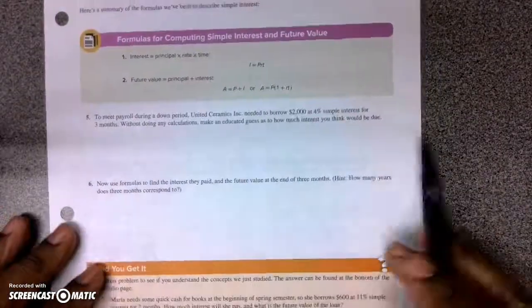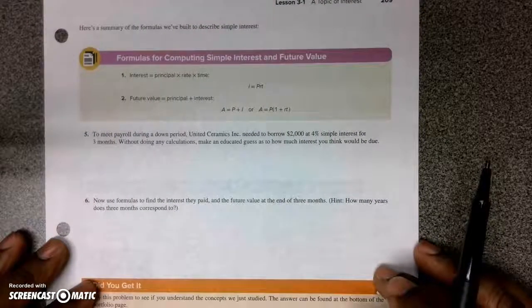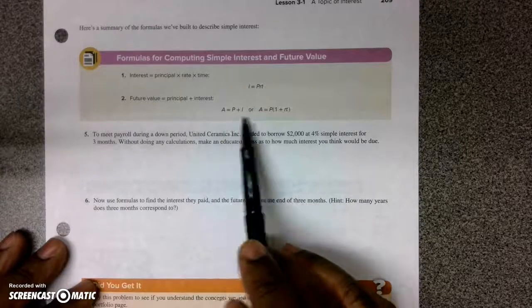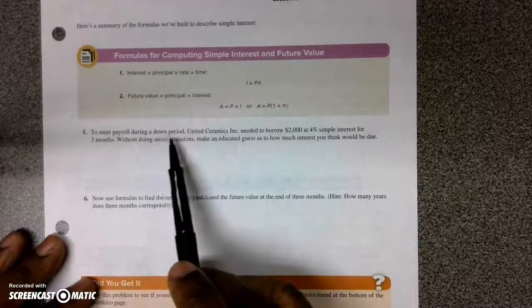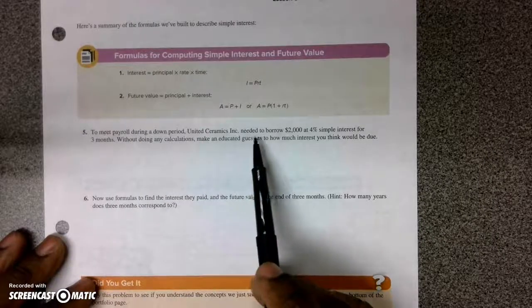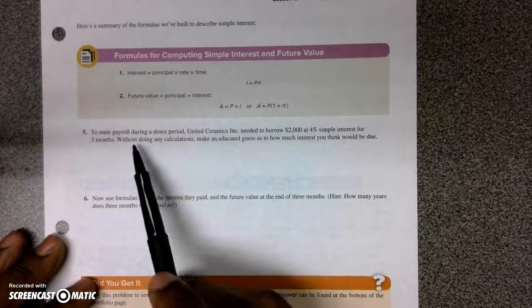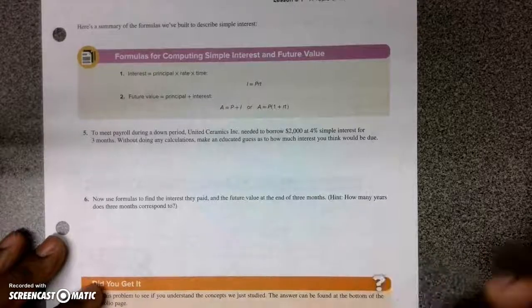Now, we move on to question 5 on page 209. It says, here's a summary of the formulas we've built to describe simple interest. Interest is equal to principal times rate times time. Future value is equal to principal plus interest, which we have here, the 2 formulas here. It says number 5, to meet payroll during a down period, United Ceramics Incorporated needed to borrow $2,000 at 4% simple interest for 3 months. Without doing any calculation, make an educated guess as to how much interest you think would be due.